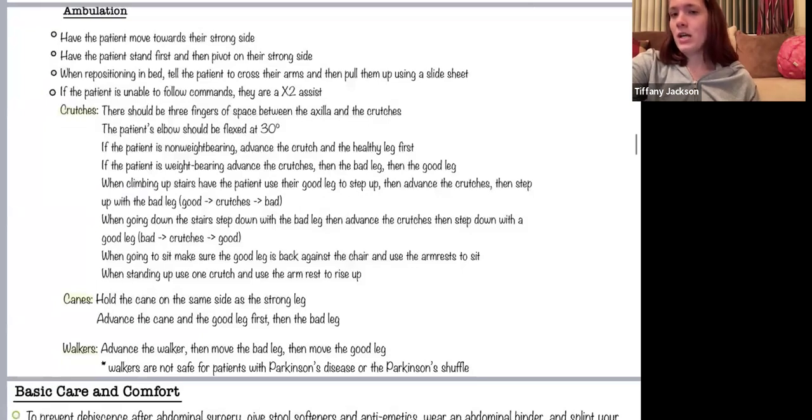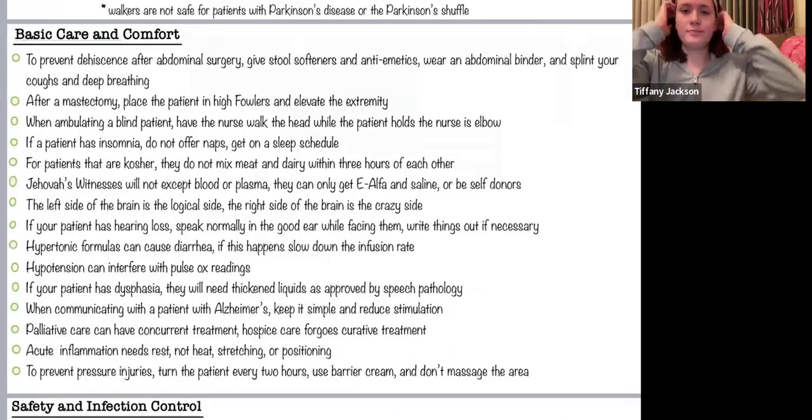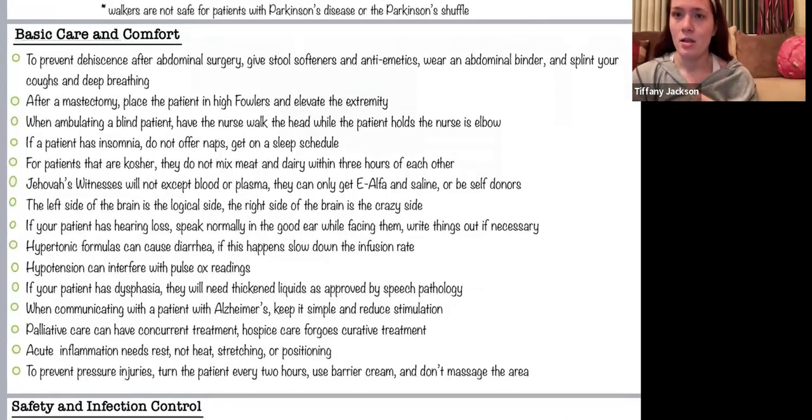Up next, we've got some rationales from our basic care and comfort. Kind of ties a little bit of everything in together.